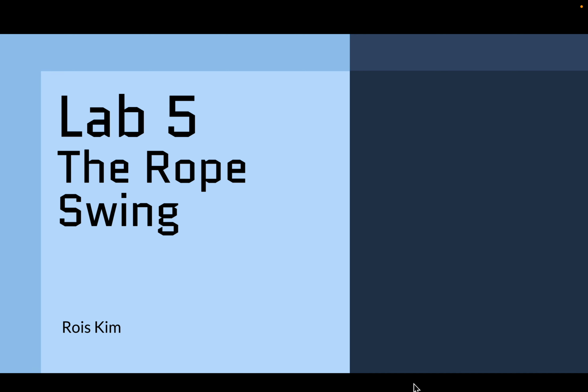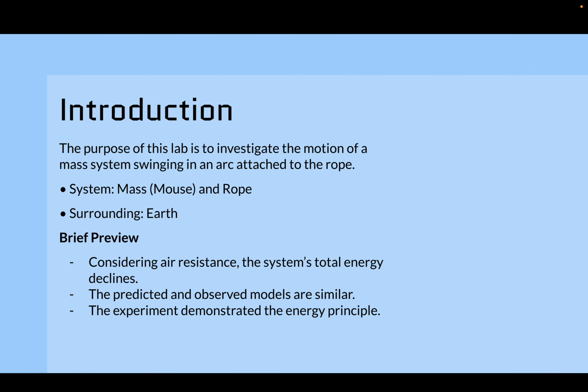The purpose of this lab is to investigate the motion of a mass system swinging in an arc attached to a rope, like a rope swing. I used a wired mouse, so the system is the mouse and the rope, which is the wire, and the surroundings are the Earth.